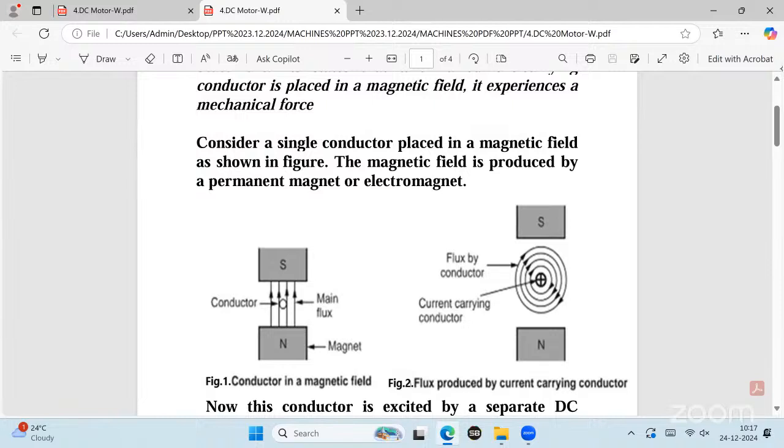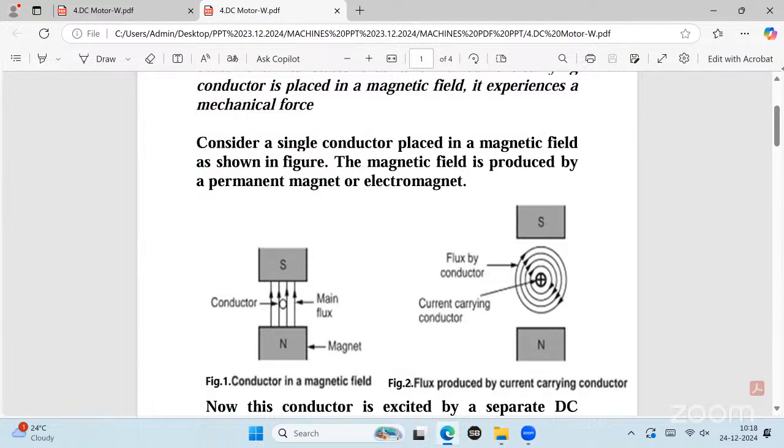Now I will make a statement. Now the conductor carries a current, correct or not? Because I have given the supply, current flows to the conductor. Why does it carry a current? Because I have given the supply with the help of a battery. I have given the voltage to the conductor so that current flows to the conductor. Confirm. The conductor carries a current.